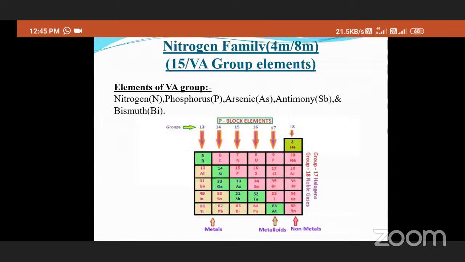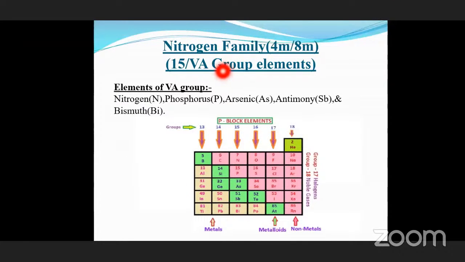So then, we are entering into the nitrogen family. The nitrogen family is also called the 15th group elements, and it is also called the fifth group elements. From this chapter, you can get 4 marks or sometimes 8 marks also. That's why you have to concentrate more on the nitrogen family. Let's discuss the elements of the fifth group.